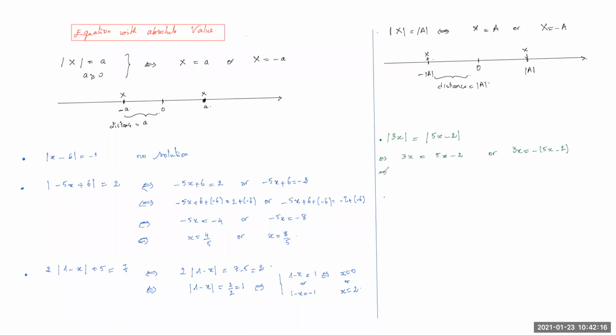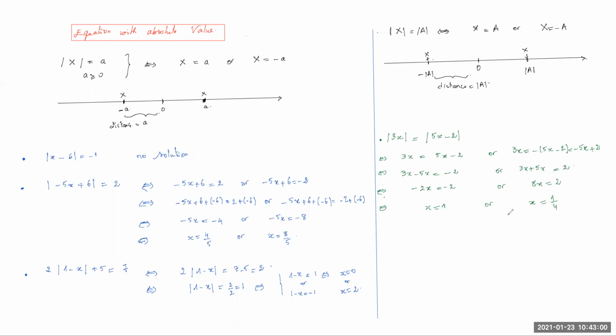And then we have a linear equation to solve, which we know how to do. We group the x's, so 3x minus 5x equal minus 2, or 3x equal, if you develop your expression, minus 5x plus 2. So it will give us 5x equal 2. So we will have minus 2x equal minus 2, or 8x equal 2, which gives us then x equal 1, or x equal 2 over 8, which is 1 over 4.